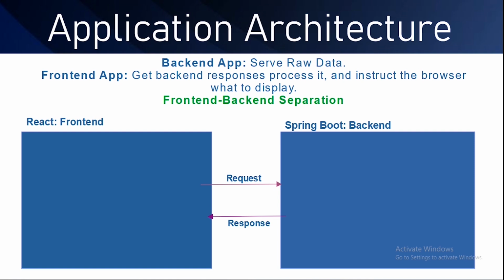In this video, we will look at the application architecture. We have the backend app and the front-end app. The backend app serves raw data, and the front-end app gets backend responses, processes them, and instructs the browser what to display. This is called front-end backend separation, where we have the front end as a different app and the backend as a different app. You can see we have React as the front end and Spring Boot as the backend. We make a request, the backend processes it, and we get the response.